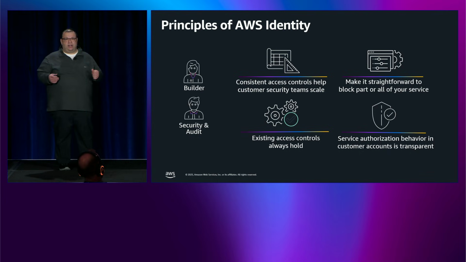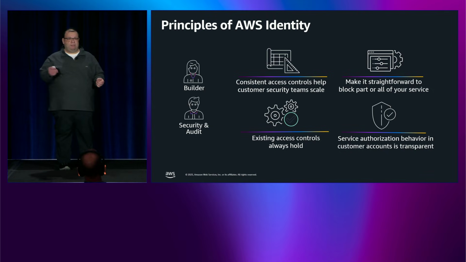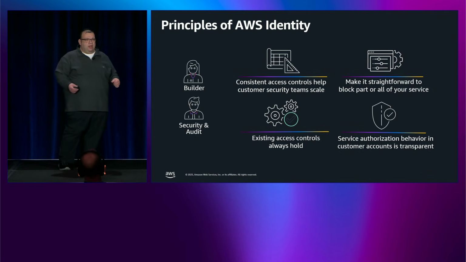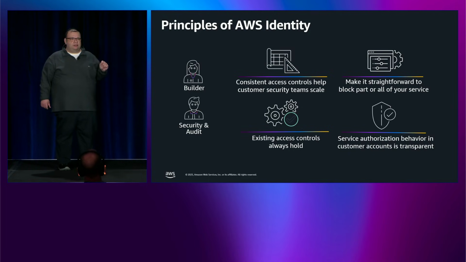The second one is we want to make it straightforward that you could secure or block the service or any part of a service. Some customers want to make sure that they enable certain capabilities or features, or they want to disable them because of regulated reasons or some other requirements. We need to make sure that you have control and the right toggles to be able to turn on or turn off the different capabilities of a service.